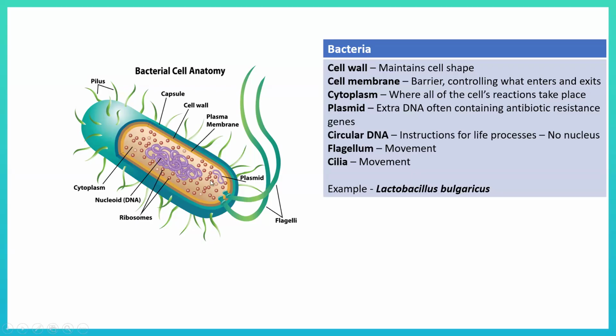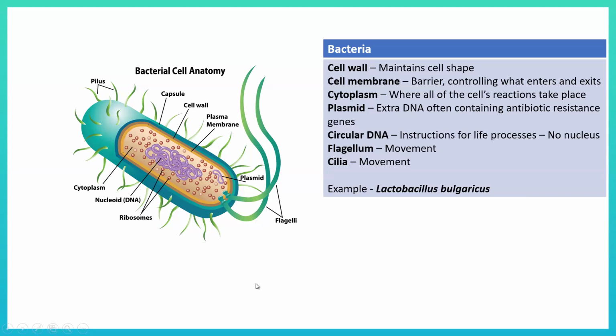The DNA itself, look, is not in a nucleus. It's just a big circle. You can't see it's a circle because it's all swiggled up, but if you straightened that out, it would be a big loop of DNA. It has flagella, not flagelli. I'm not sure why that says flagelli. Flagella help it to swim, a bit like a sperm cell.